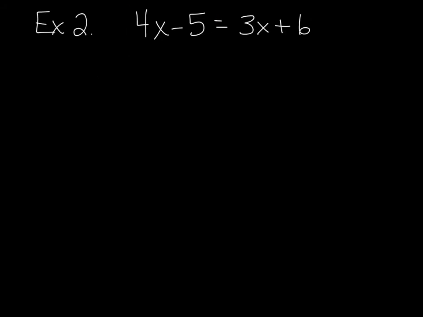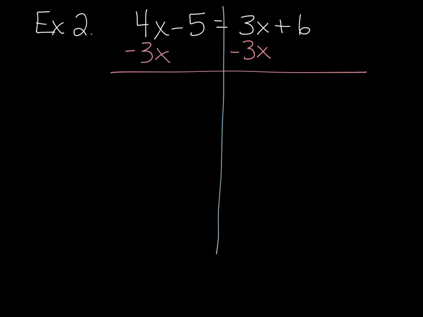All right, so from now on, I'm not going to do every problem multiple times. I'm just going to go through what I think is the best strategy for a problem. So I see a 4x, I see a 3x. I want that x to be positive. So I'm going to subtract 3x from both sides because I want it to be positive. So 4x minus 3x is simply 1x minus 5 is equal to 6.